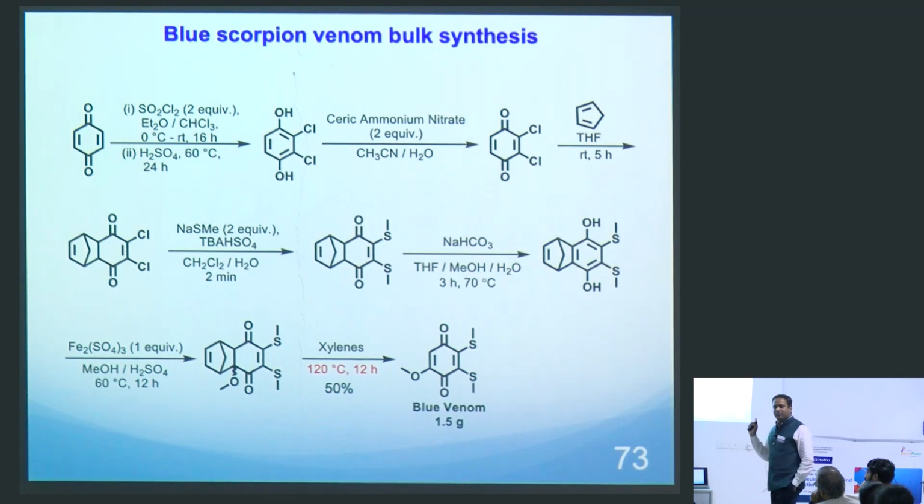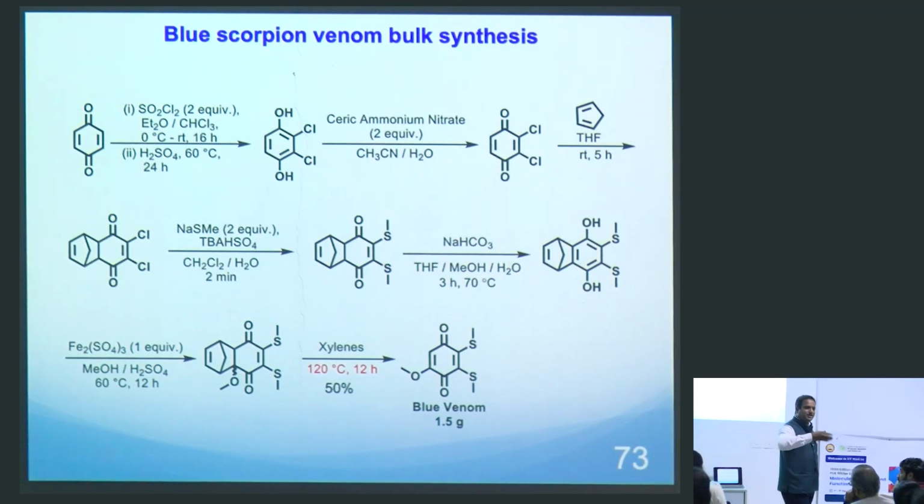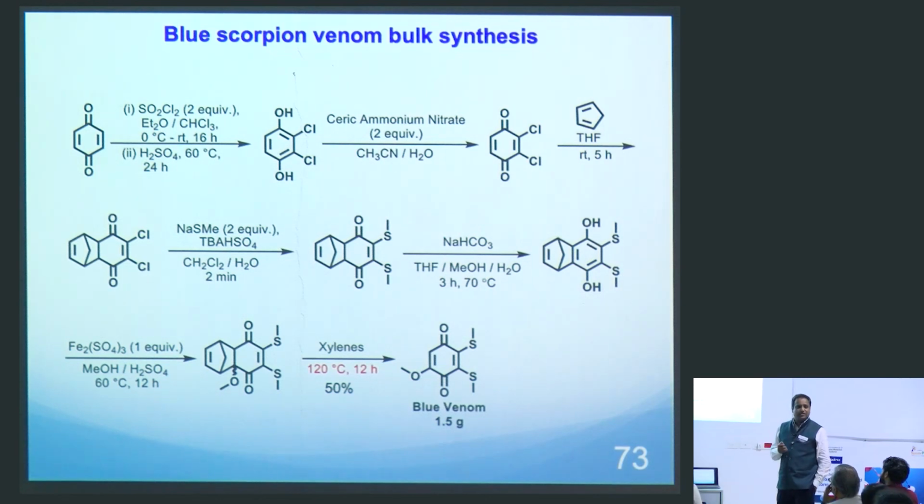Diels-Alder reaction, I hope everyone knows. A 4+2 cycloaddition reaction. And the retro Diels-Alder reaction is a reversible reaction, where you need to apply very high temperature. Normally in this reaction we applied 120 degrees Celsius. Can we make this molecule by using the microdroplet method? Here the reaction was done for 12 hours.